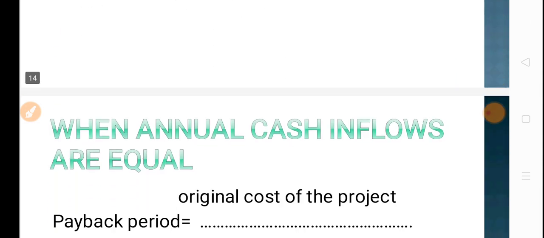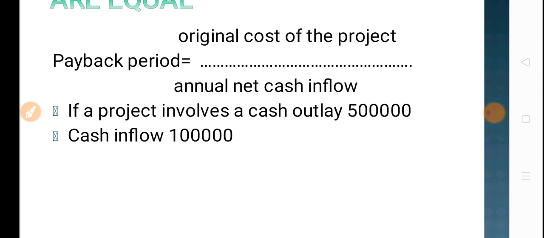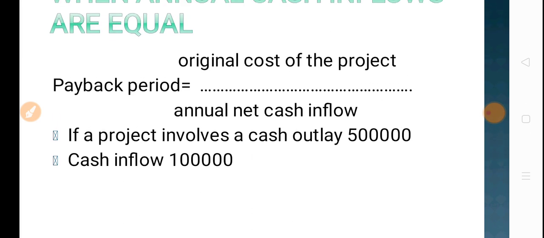Now we're going to the calculation of payback period method. We can calculate the payback period method in two ways. The first one is when the annual cash inflows are equal. Here, the annual cash inflows are equal in every year, or we can say every month. Then the equation will be: payback period is equal to original cost of the project divided by annual net cash inflow.